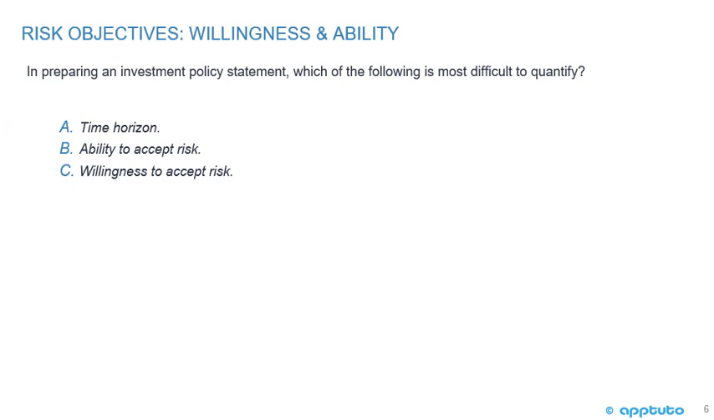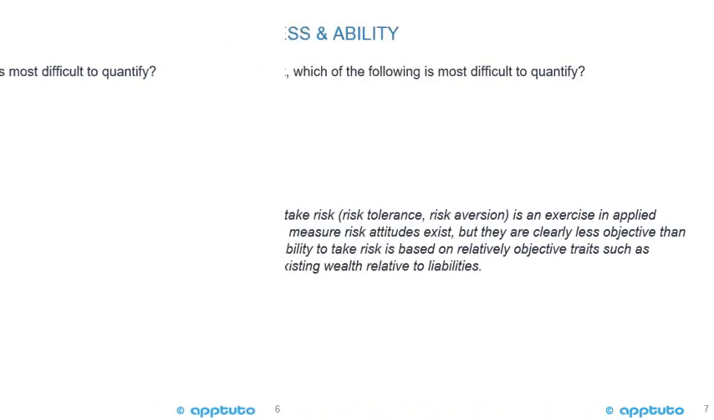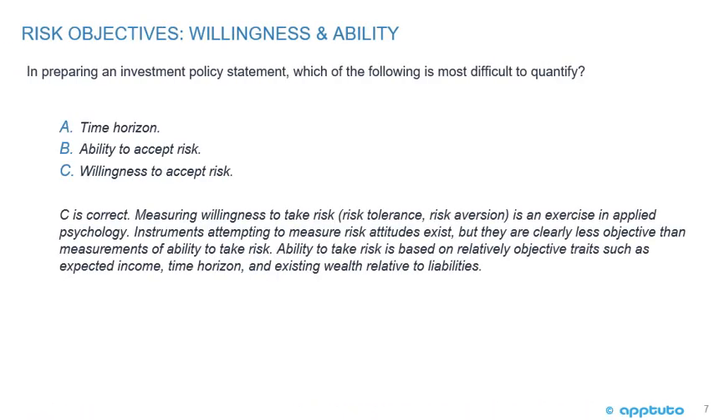In preparing an investment policy statement, which of the following is most difficult to quantify? A, time horizon, B, ability to accept risk, or C, willingness to accept risk? And the correct answer is C.